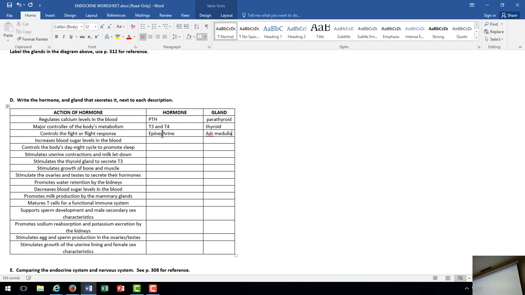Adrenal medulla, yep. Increasing blood sugar levels in the blood. So if you did not eat breakfast this morning, you're not crashing due to low blood sugar because of this hormone secreted by the pancreas. Do you know which one that is?